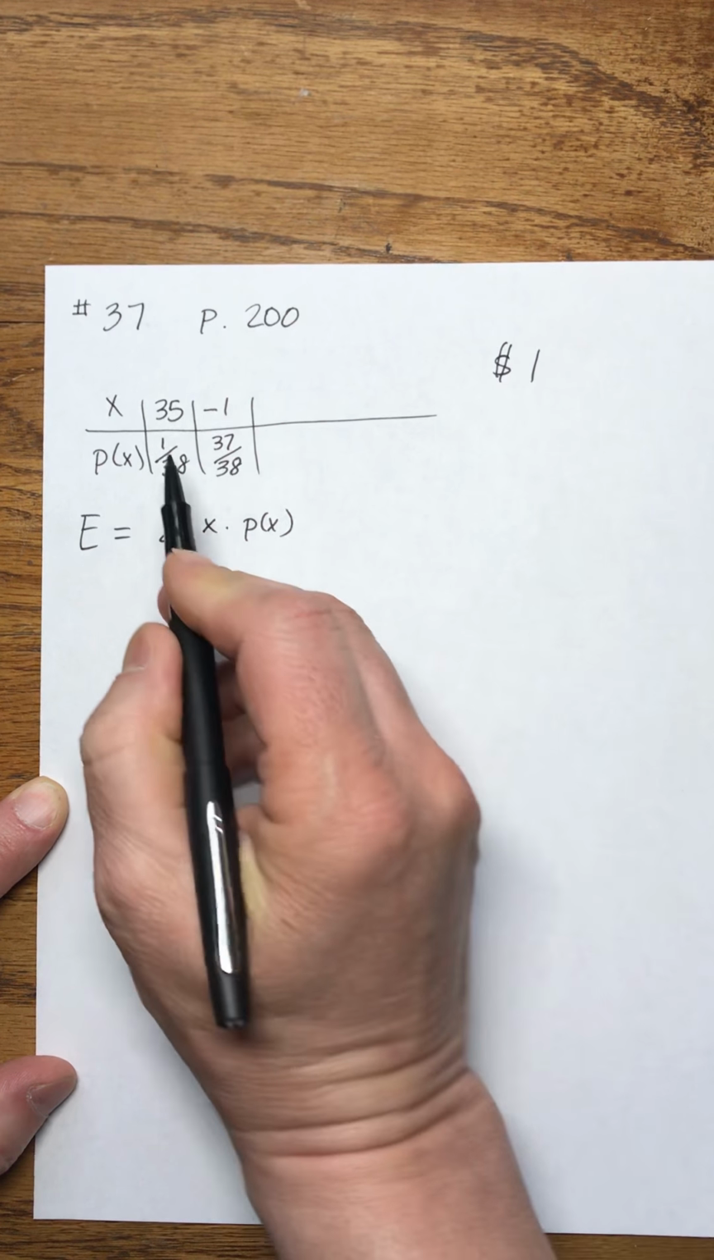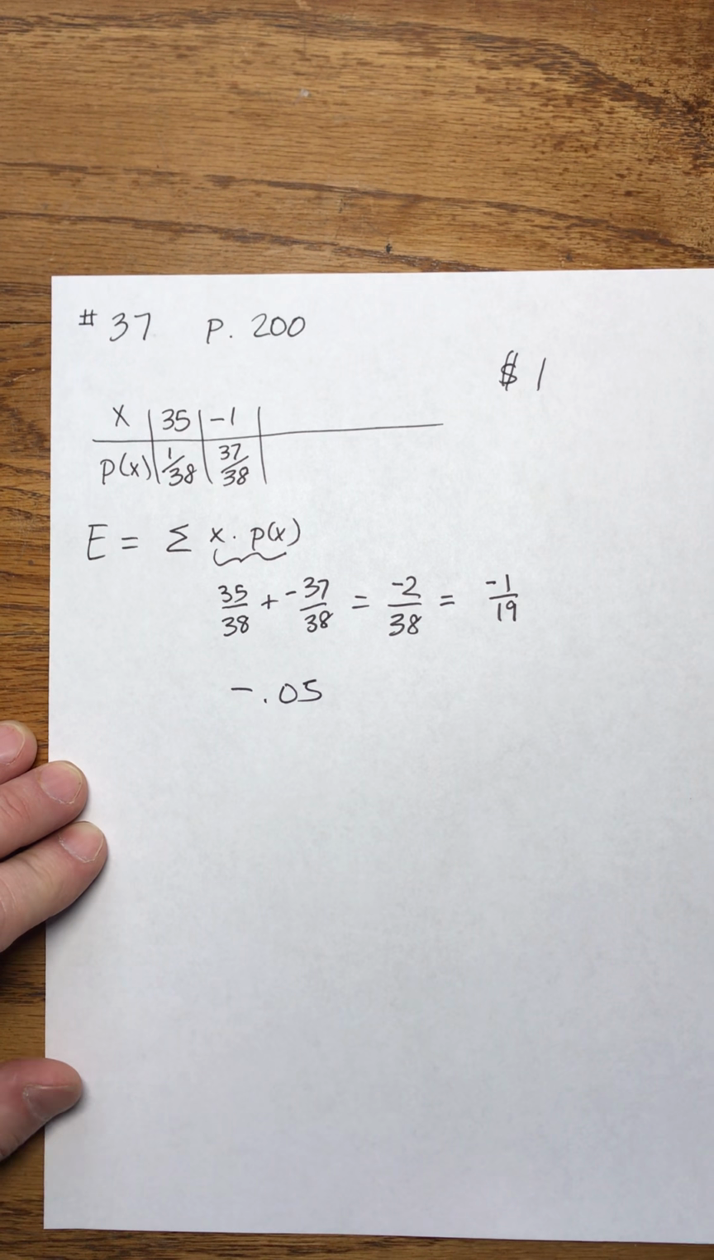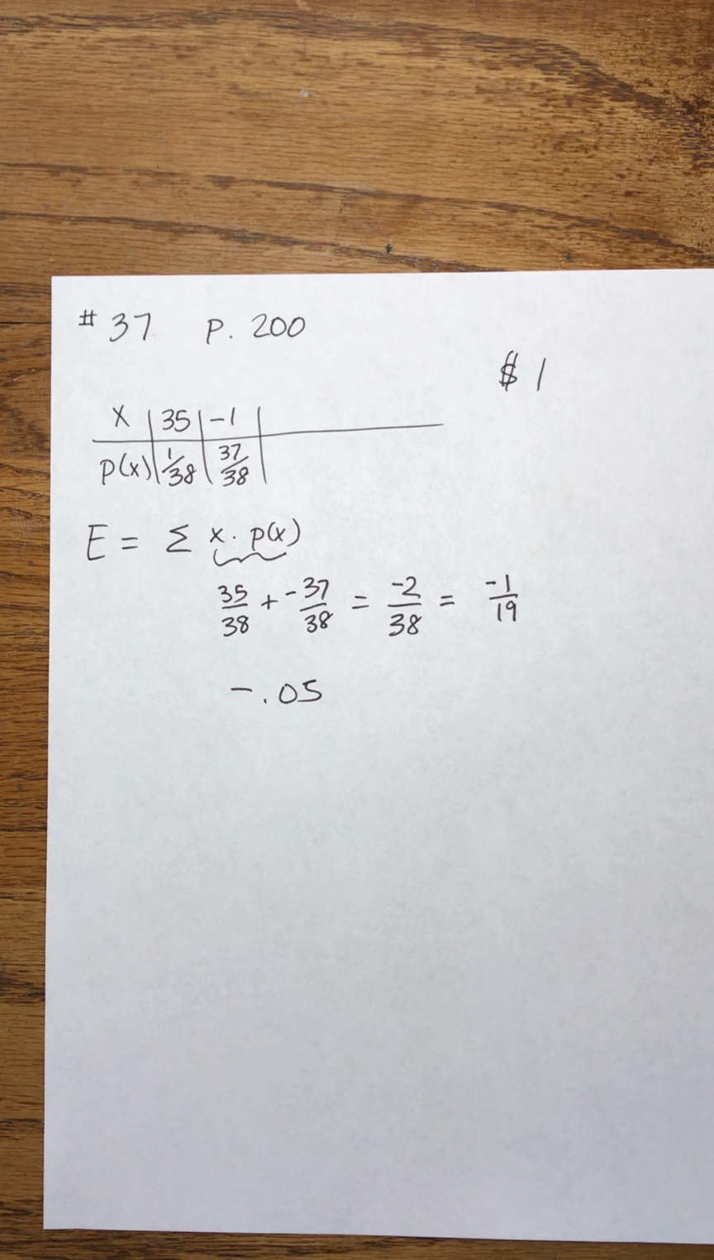So each time I would play, 1 out of 19, if we go 1 divided by 19, comes out to be about 5 cents on the dollar. So you could expect to lose 5 cents every single time you play. Now, people don't normally bet $1 in roulette. They bet $20 or $30 or $100. But on the average, you would lose 5 cents on every dollar that you bet if you played the game over a long period of time.